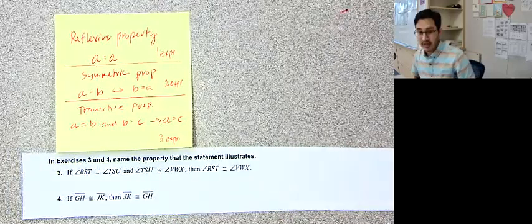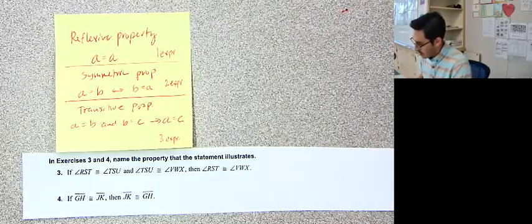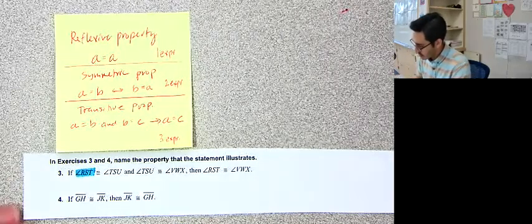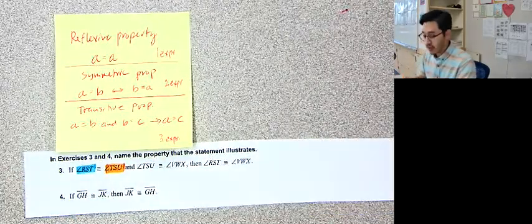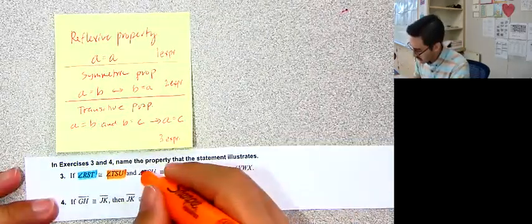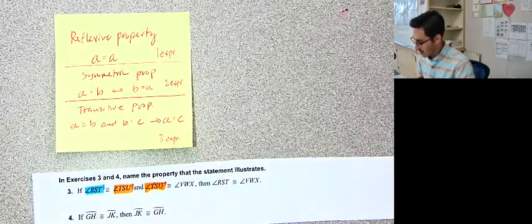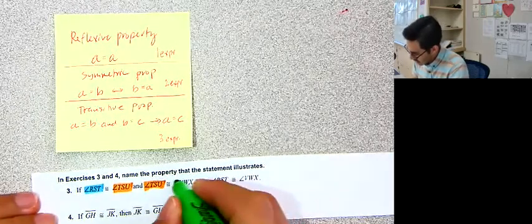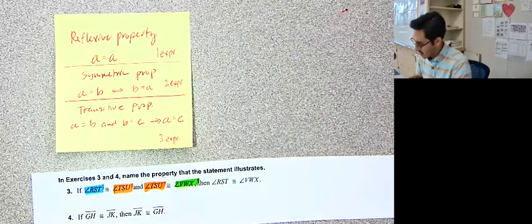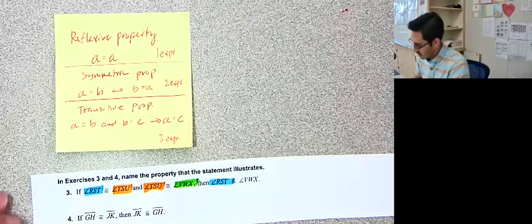All right, so let's look at question number 3. What do I see? I see angle RST is congruent to TSU. That's already 2 different expressions. And then I see angle TSU again, so I've already seen that one, it's the same thing as before, is congruent to angle VWX. Therefore, RST, which happened to be the very first expression, is congruent to angle VWX.